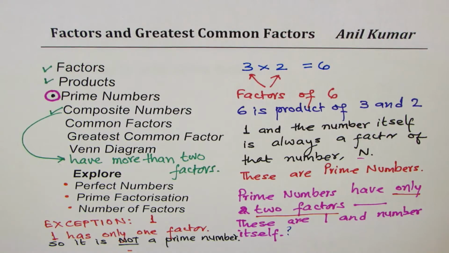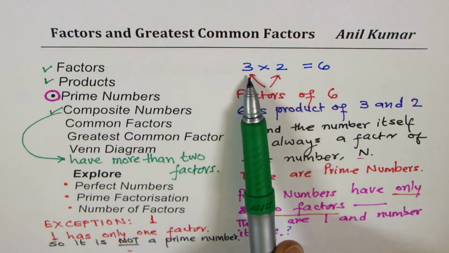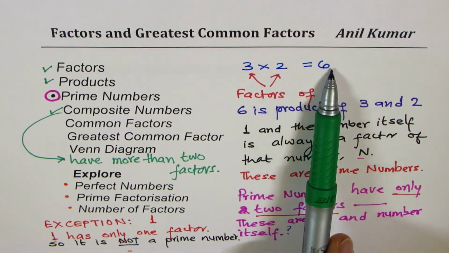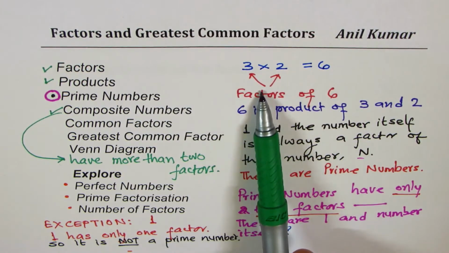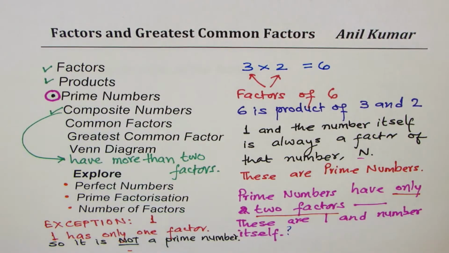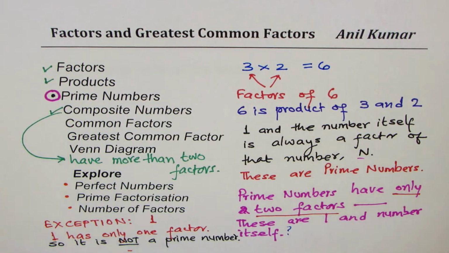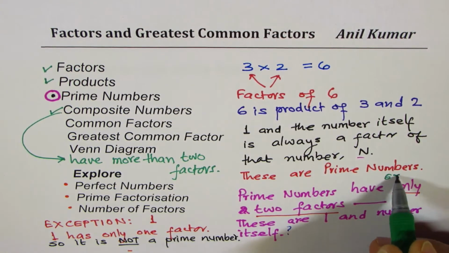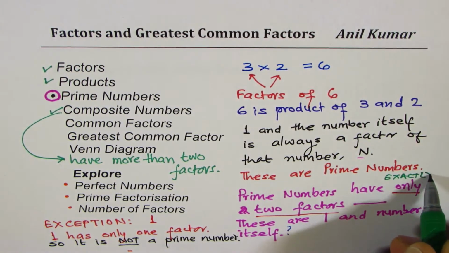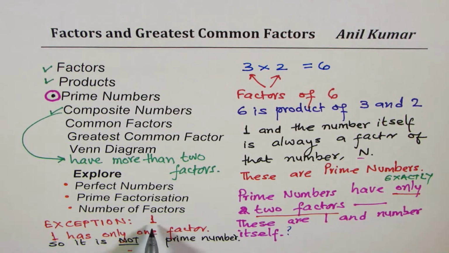So what you learned here is when you multiply 2 numbers, you get the product. Those 2 numbers are the factors. So that is how product and factor are related. Prime numbers have only 2 factors. I should say exactly 2. That would be better, right? So prime numbers have only 2, or we could say exactly 2 factors. 1 is not a prime number, right?